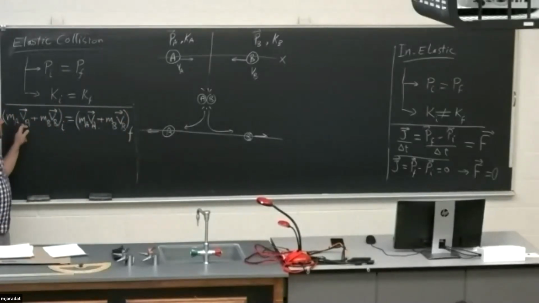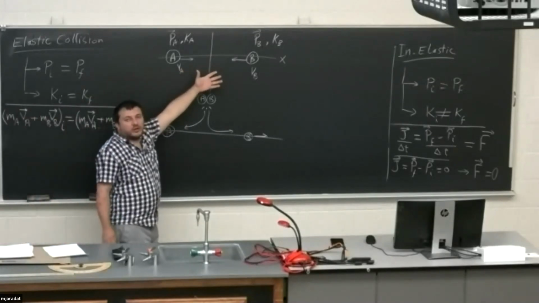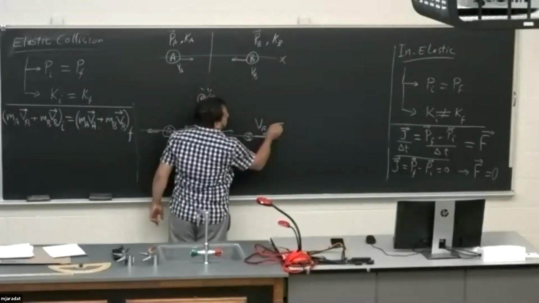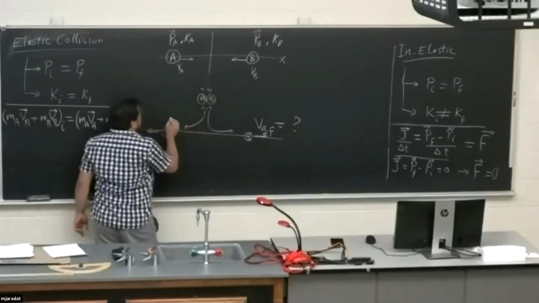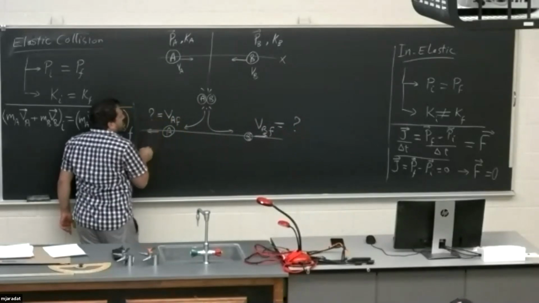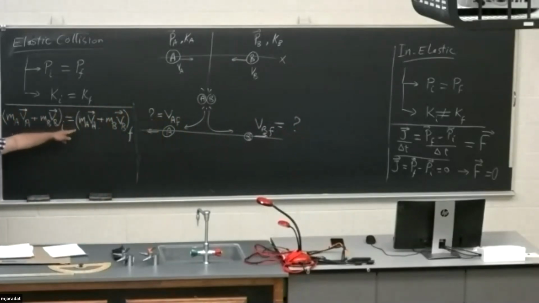Assume that MA and MB are given, okay? And I gave you the velocity of A and the velocity of B before the collision, and I need you to find the velocities after. So we have two unknowns. Okay, we have two equations. I will use the second one.